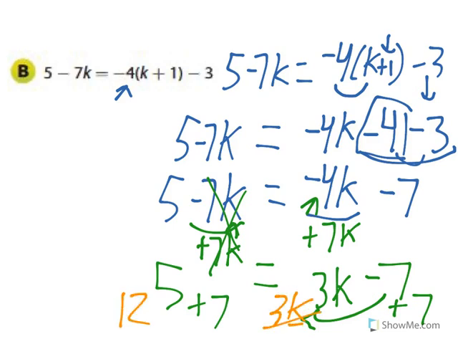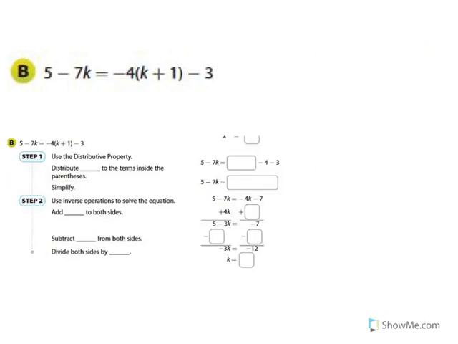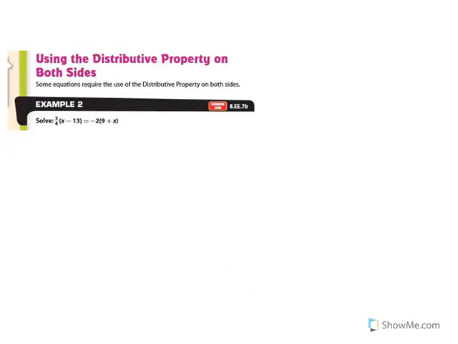Get the variable by itself, so I'm going to divide both sides by 3. 4 equals k. All right, so there's GoMath's breakdown of it again. You can check that out on your student edition if you would like.